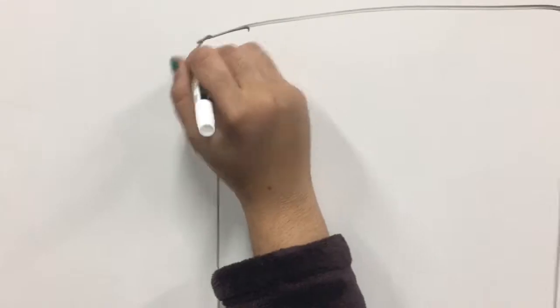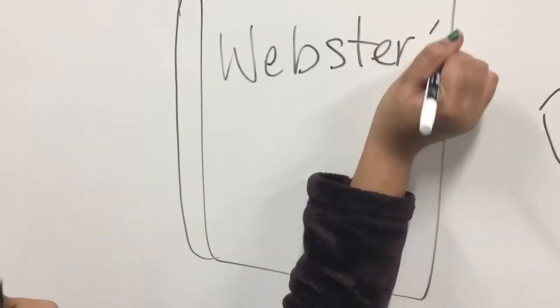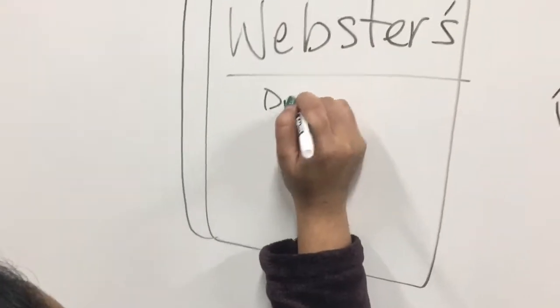Now we're going to talk about Noah Webster, who is an American lexicographer known for the spelling book and dictionary. He also fought in the Revolution.